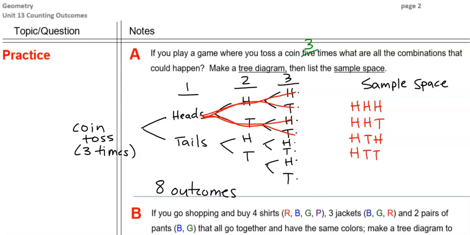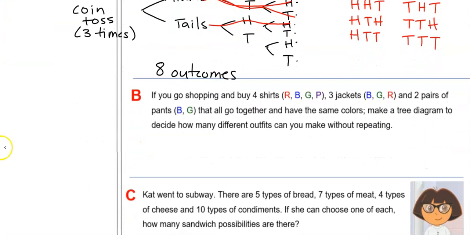Okay, that's the first half. That's all of the outcomes when heads is first. Now we'll do the same thing for tails. So tails, heads, heads. We could have tails, heads, tails. We could have tails, tails, heads. Or we could have tails, tails, tails. All 8 outcomes.